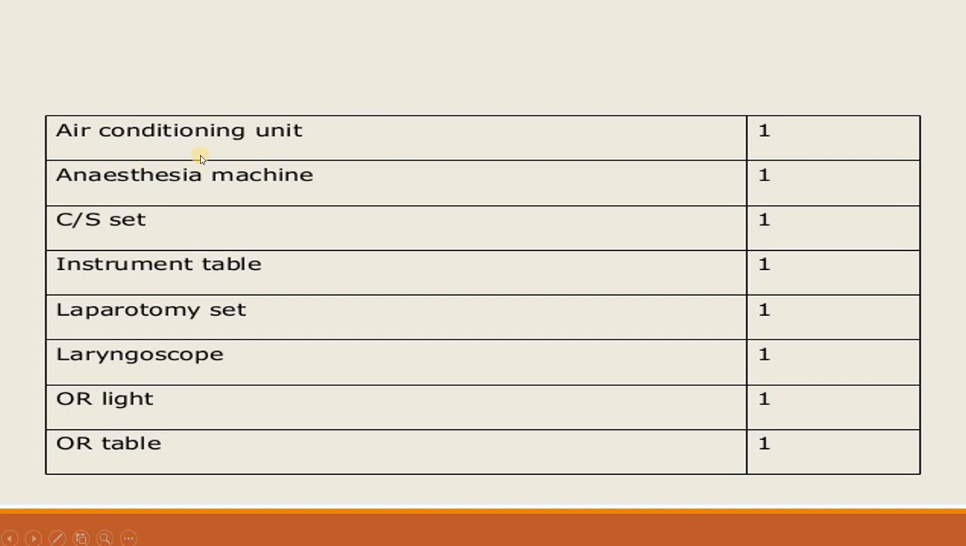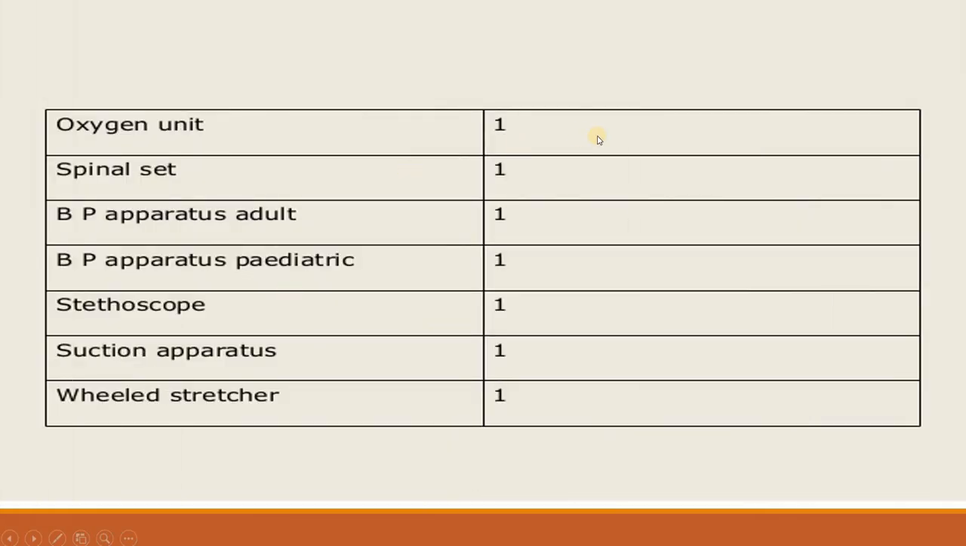This is the articles. Okay, air conditioner unit 1, anesthetic machine 1, case set 1, instrument table 1, laboratory set 1, laryngoscope 1, right table and left table. Next, oxygen unit 1, spinal set 1, BP apparatus, adult 1 and pediatric 1, stethoscope 1, suction apparatus 1 and lint stitcher 1.